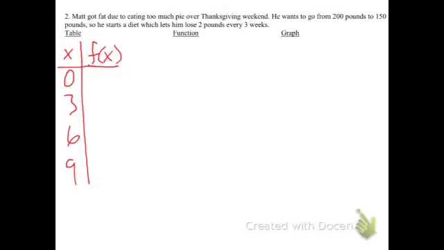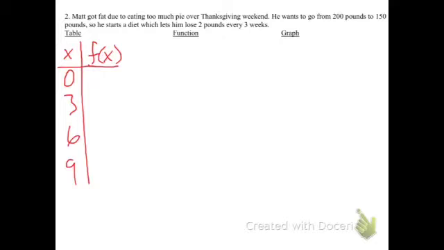Let's jump over to number 2. This is about me getting fat over Thanksgiving. And I'm trying to lose weight, so I'm losing 2 pounds every 3 weeks, which is pretty drastic. But you know, if you're careful, you can maybe try this out. But yeah, please consult a doctor before trying to do anything drastic to your body.